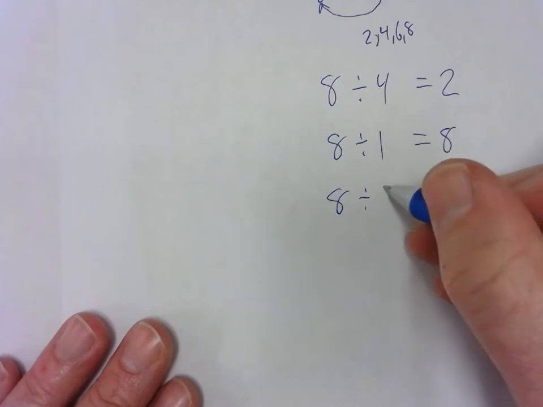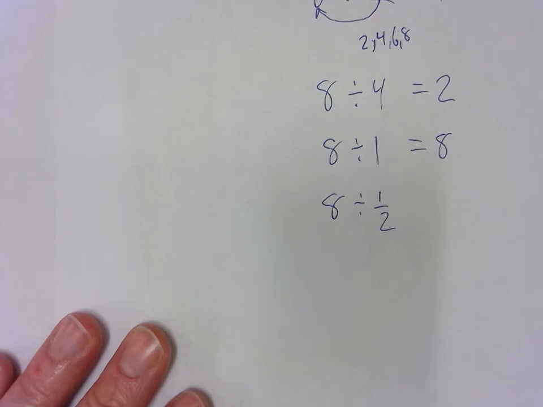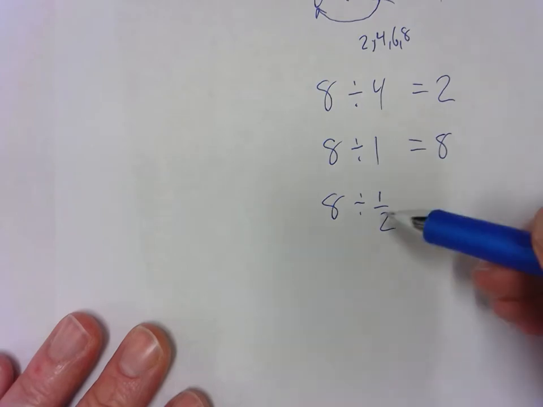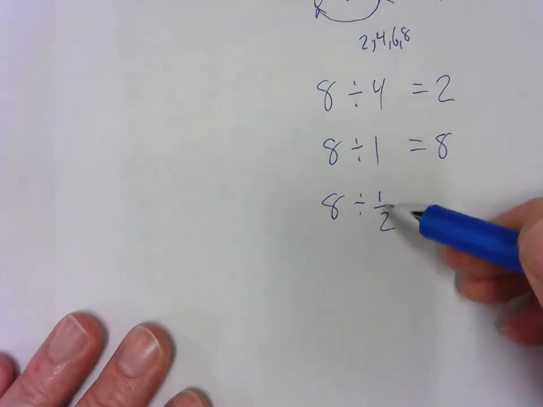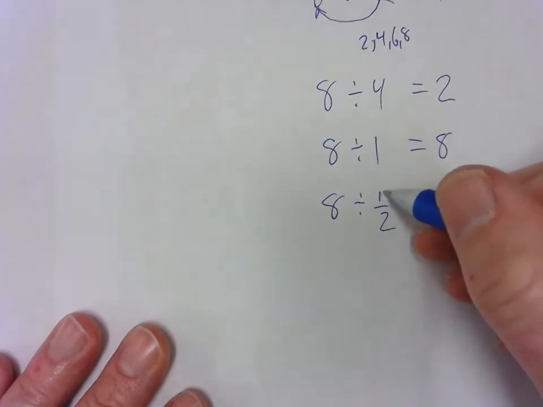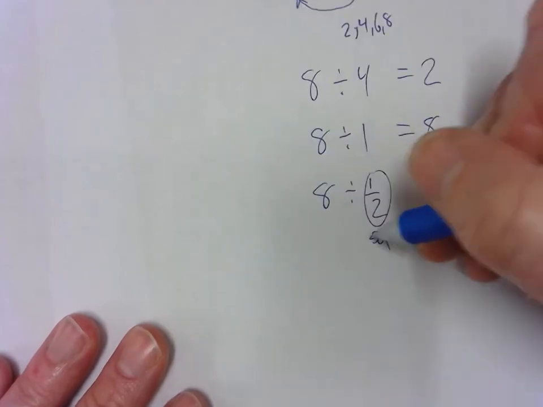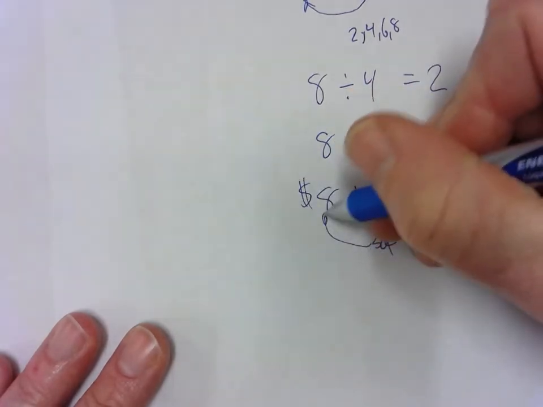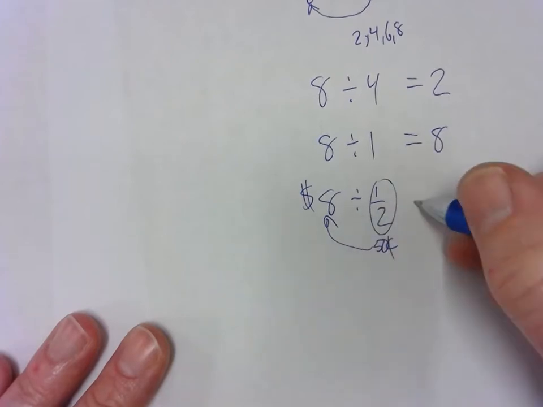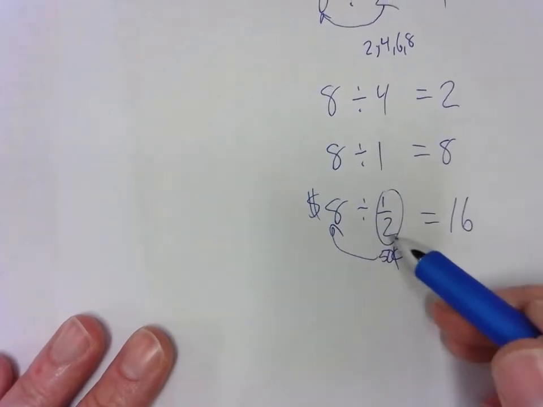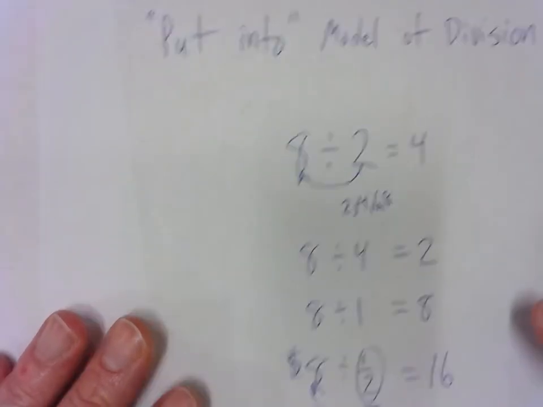8 divided by a half. This one's a confusing thing because we're actually going to get a bigger number. Why do we get a bigger number? Because we're answering the question, how many times does a half fit inside of 8? If you think about this as a 50-cent piece, there's 50 cents, and you're fitting it inside of $8. So you go 50 cents, $1, etc. Well, that would be 16 of those. There's 16 50-cent pieces that fit inside of 8. So that is the put into model for division.